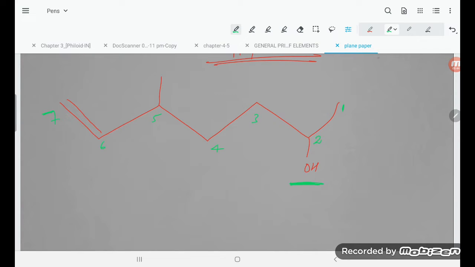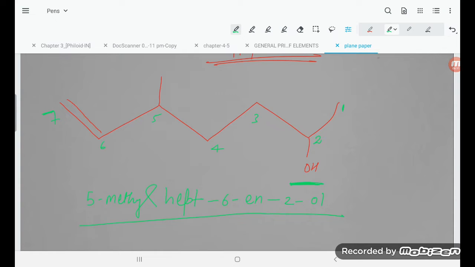Okay, now student, write the name. So what will be in the fifth position? What is there, student? Methyl. So going to be 5 methyl. Then the word root is hept. On the sixth position, what is there, student? In. And on the second position, what is there? All. 5 methyl, hept, 6 in, 2 all. This is the answer, student.